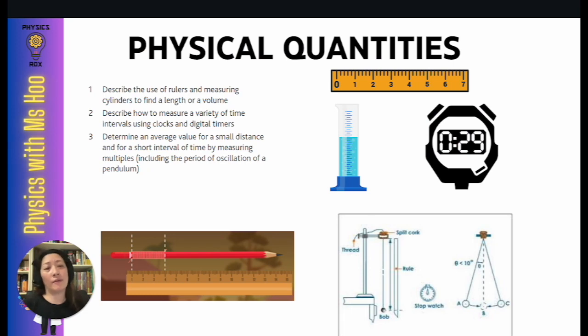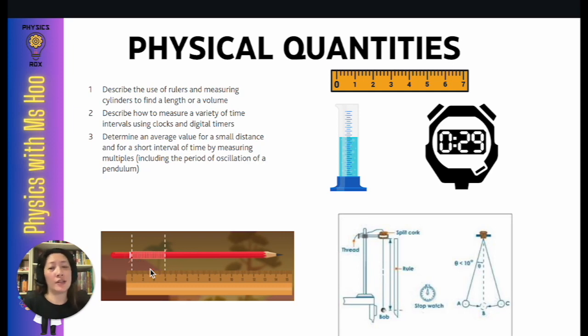So first of all, we will start with the very basics, which is on physical quantities. Make sure that you know how to describe the use of rulers as well as a measuring cylinder to find length or volume. So we're not going to go through how to use this. This is just to remind you, you need to know how to use the ruler and measuring cylinder. You'd also need to be able to describe how to measure time intervals using clocks and digital timers. You would also need to know how to determine the average value for a small distance and for a short interval of time. So, for example, to measure very small distances, like measuring the diameter of a wire.